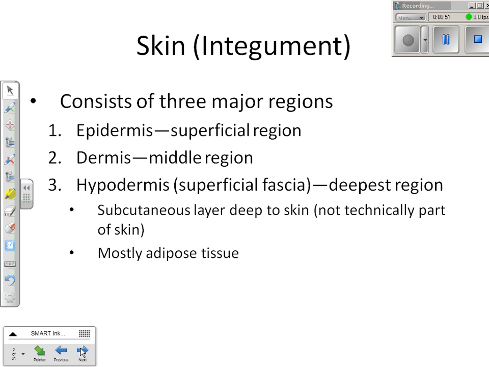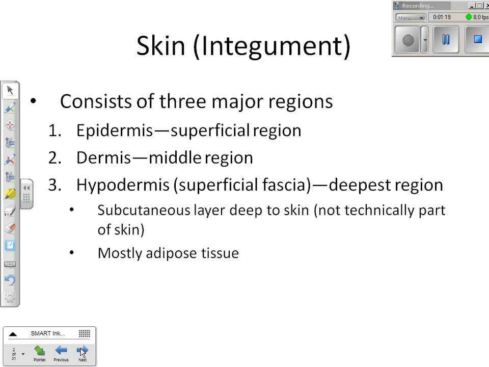The hypodermis is actually below the skin. We don't consider it necessarily a part of the skin, but we do talk about it in regards to the skin, because if you'll recall from our terminology, hypo means below. Hyper means above or too much, and hypo means below or not enough. So the hypodermis is below the dermis. It is the deepest region of our skin.